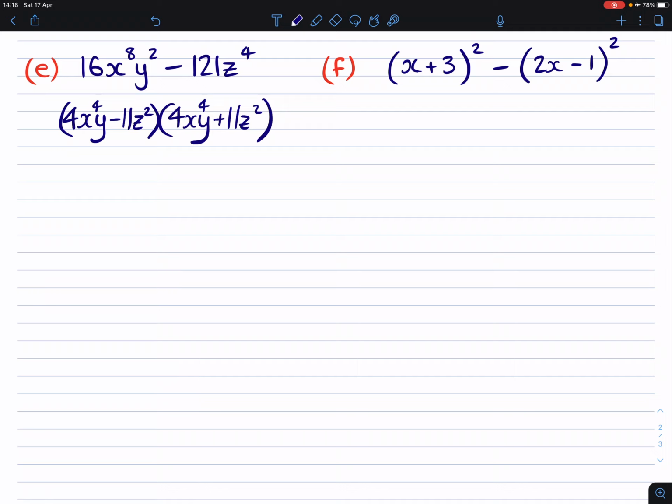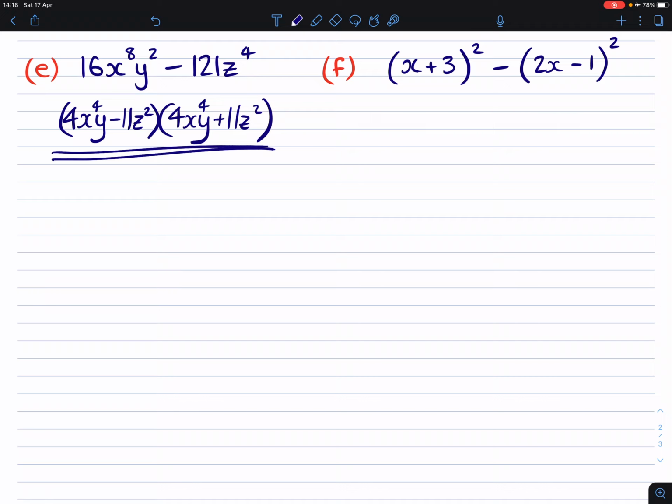Because of the fact that we have higher powers, it's worth looking to see if anything can be factorized further. I'm not going to bother with the plus in the second bracket because it just won't work with two terms. The second one, 4 would work, x to the power 4 would work, z squared would work for factorizing further, but the y and the 11 stop this from going any further, so we're done.